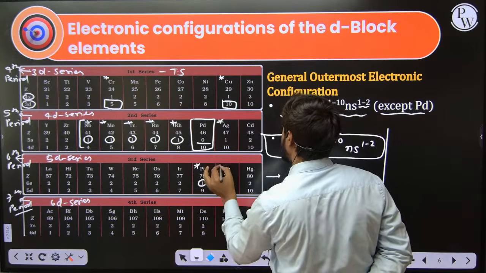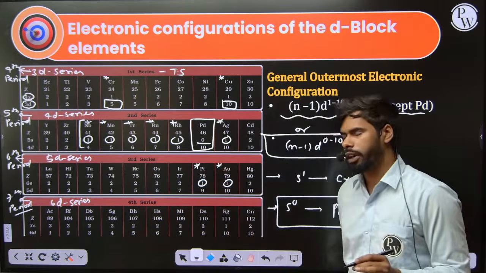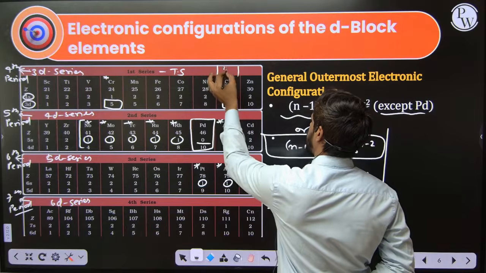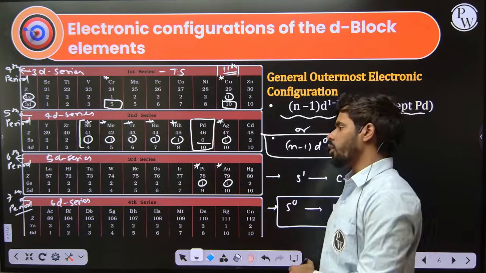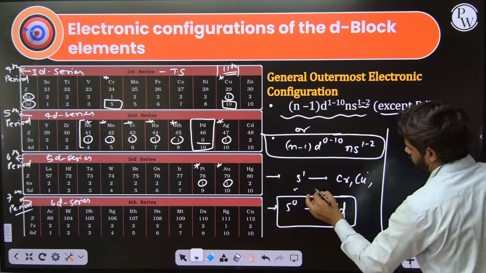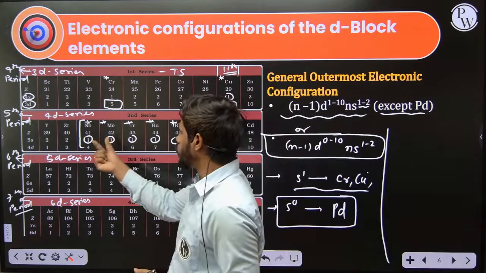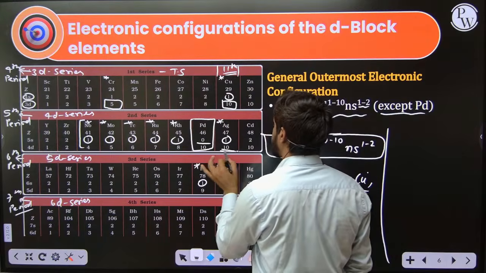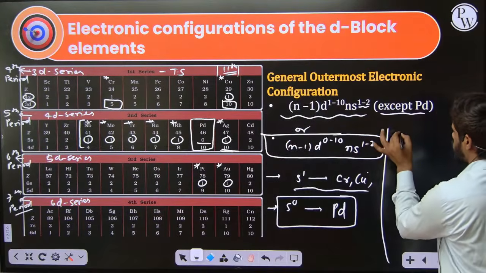Copper, Ag, Au also have one electron in the s orbital. So this whole group, the 11th group, has one electron in the s orbital. In the case of 3d, it is copper and chromium. In the case of 4d, it is from niobium to palladium, and another is silver. So what is the reason behind this?